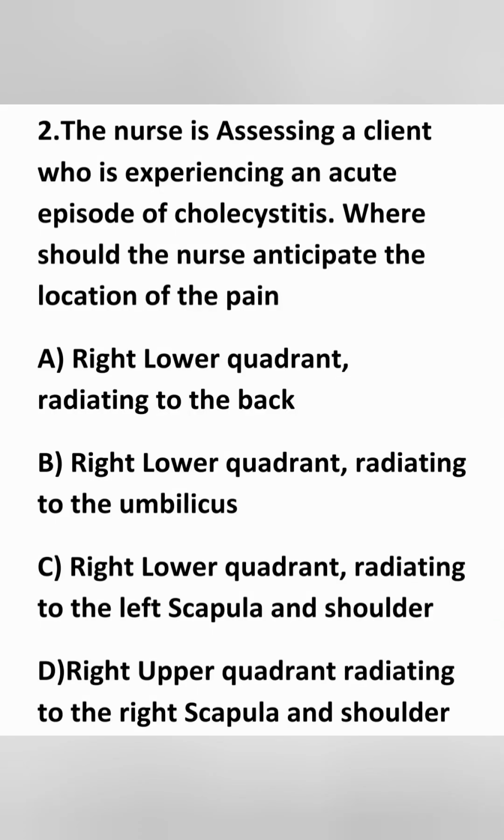Next question, second question. A nurse is assessing a client who is experiencing an acute episode of cholecystitis. Where should the nurse anticipate the location of pain? First option A, right lower quadrant radiating to the back. Second option B, right lower quadrant radiating to the umbilicus. Third option C, right lower quadrant radiating to the left scapula and shoulder. And option D, right upper quadrant radiating to the right scapula and shoulder.